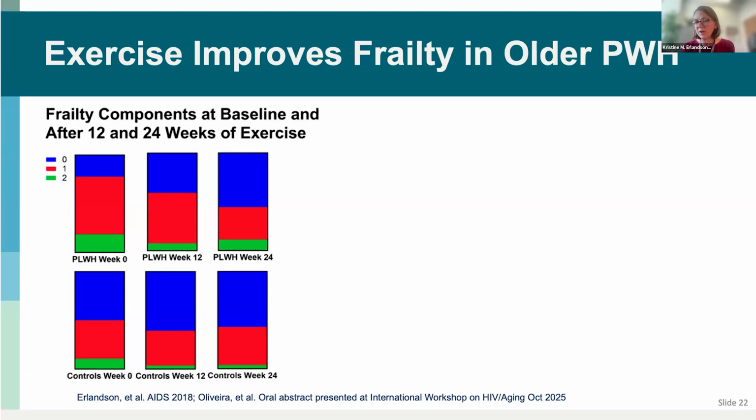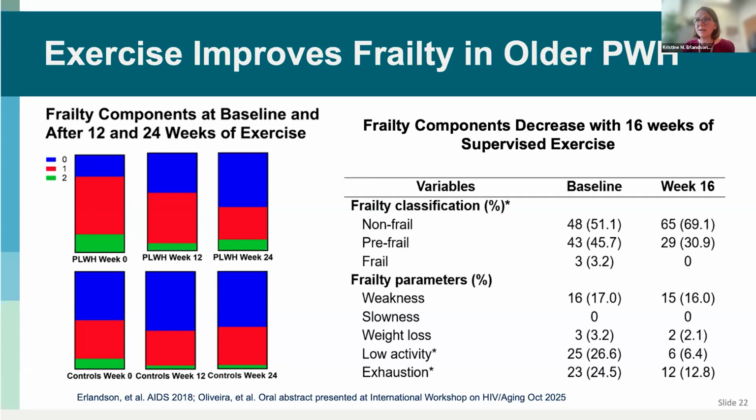We haven't focused on a particularly frail population, but in a prior study that we did, about 80% of our participants who were 50 or older had pre-frailty, and that's shown in the green and the red color here on the bottom bars with people with HIV at the top. And we saw a nice decrease with supervised exercise in these pre-frailty components after 24 weeks of supervised exercise.